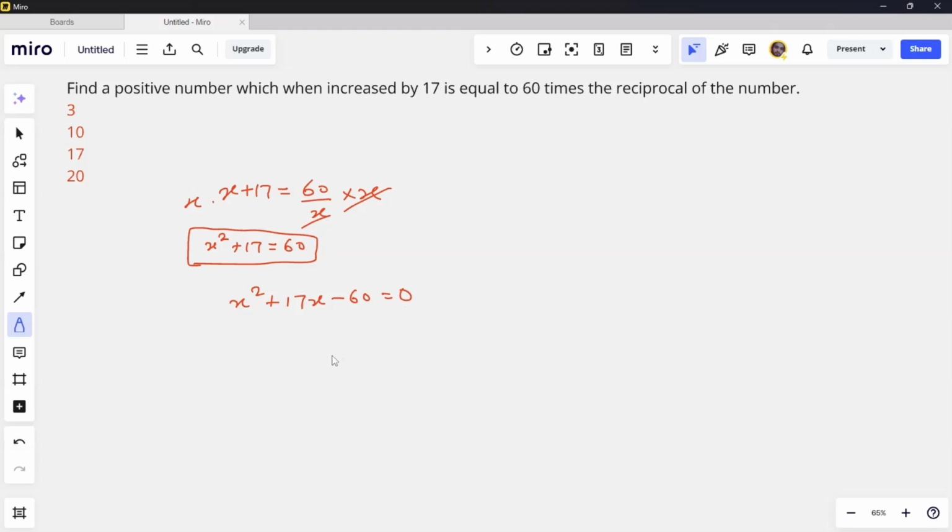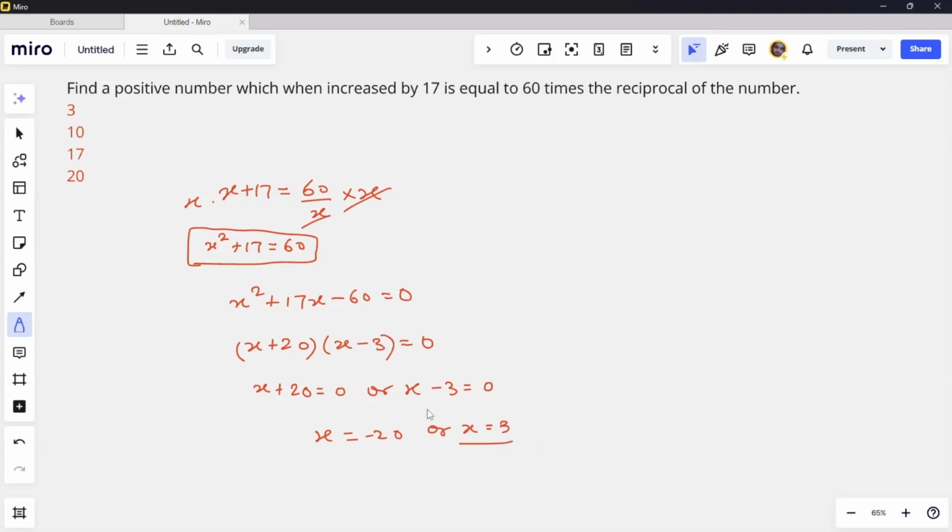Okay, factor the quadratic equation now. So (x plus 20)(x minus 3) equals 0. Now solve for x by setting each factor to 0. Okay, so x plus 20 equals 0, or x minus 3 equals 0. Okay, I hope you are understanding this question. So x equals minus 20, or x equals 3.